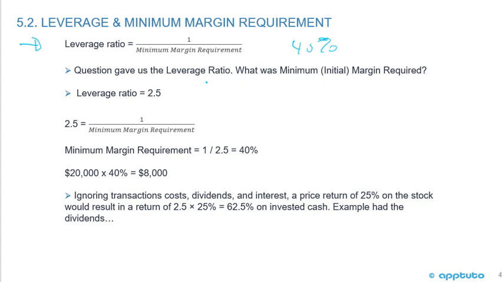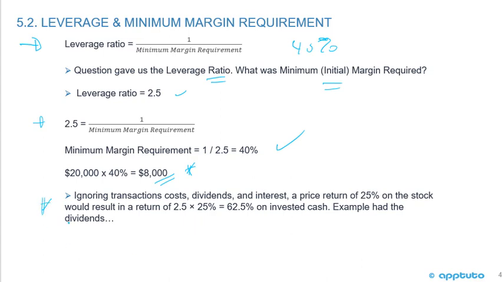And that last question gave us the leverage ratio. What was the minimum initial margin requirement? Then what we do is 2.5 equals 1 divided by the minimum margin requirement. So the minimum margin requirement is 1 divided by 2.5, which equals 40%. It's just simple algebra, okay? So again, from the previous question, it was 20,000 times the 40%. So we had an initial margin requirement of $8,000.